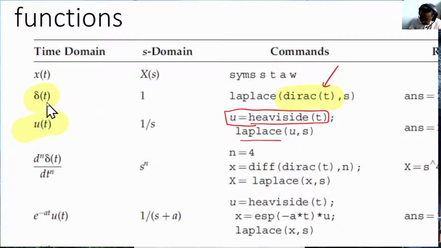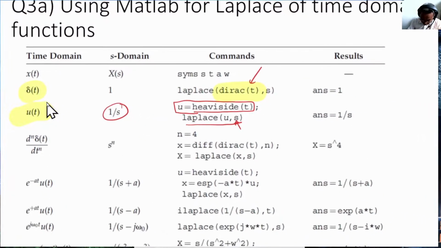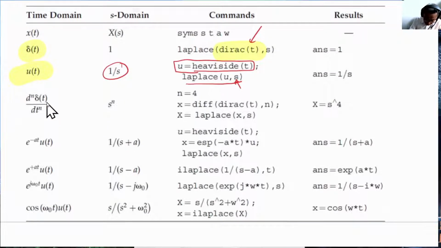when we perform Laplace of u, we'll get 1 over s. You do not need to do comma s. You can try it, but it will be the same answer. Now we perform Laplace transform of e minus at times u of t. Even if you do not put u of t, the answer will be the same, showing that MATLAB only deals with causal signal, or the unilateral Laplace transform.